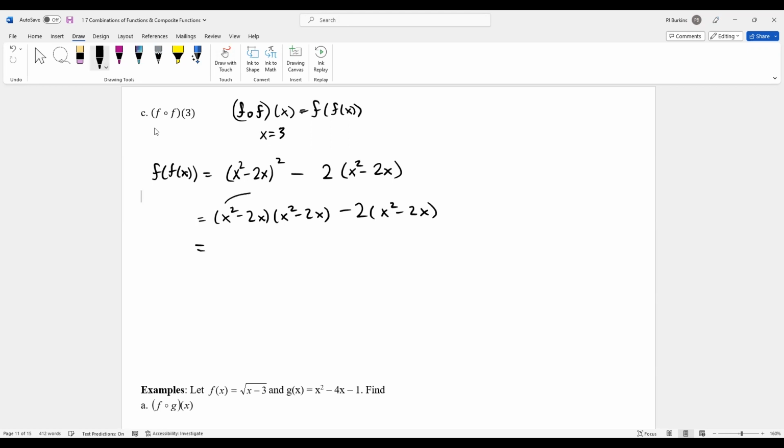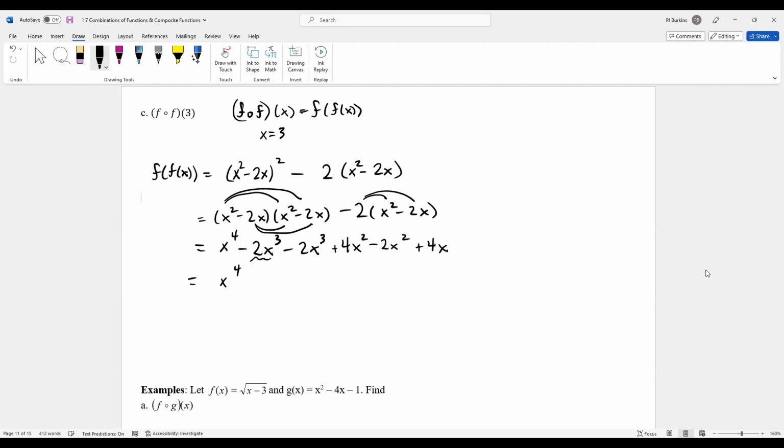All right, so we got x squared times x squared, that's x to the 4th. Then we have x squared times negative 2x, that's minus 2x cubed. Do that again. And then negative 2x times negative 2x is plus 4x squared. Then distribute this negative 2. Let's add up all the like terms.